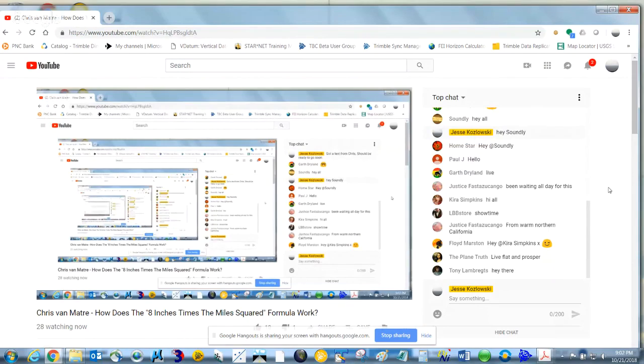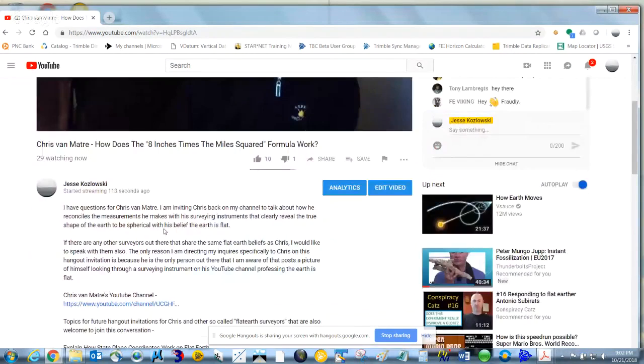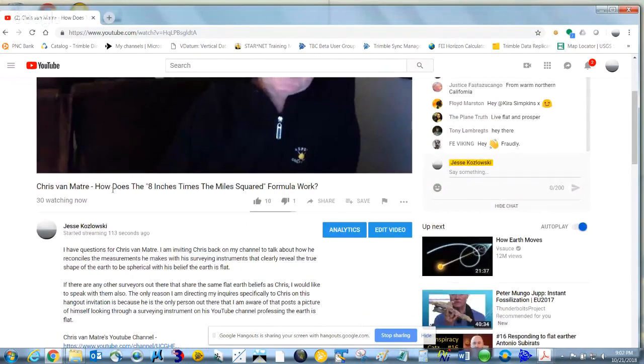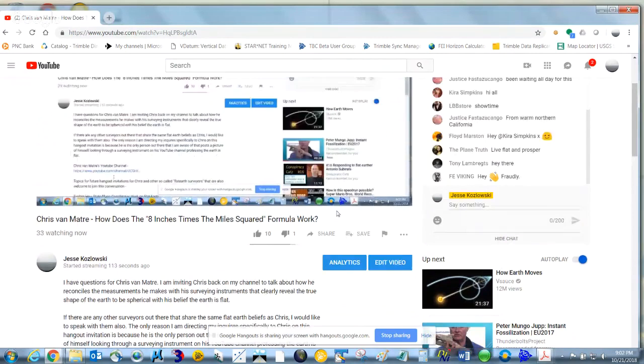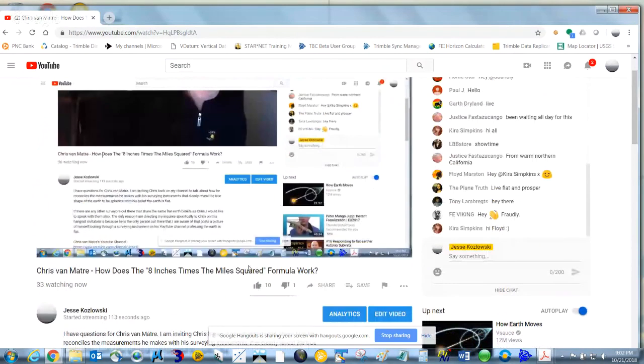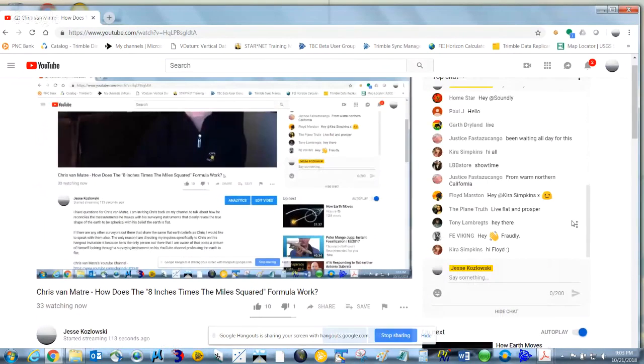And can I jump in here, Jesse? Oh yeah. How about if we start with explaining why the crosshair dips in the horizon? That was one of the ones I was prepared for. Oh, tonight the title here is how does the 8 inches times the mile squared formula work? So I mean, if that's part of your explanation for it, you know. And by the way, right after I just do this little intro, I think I'm done with what I had to say.